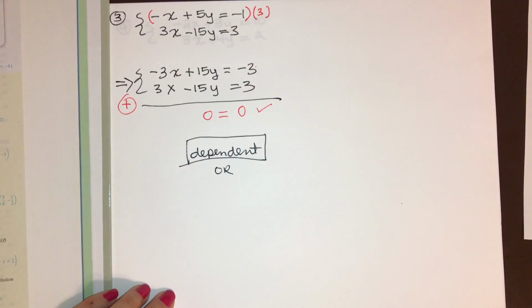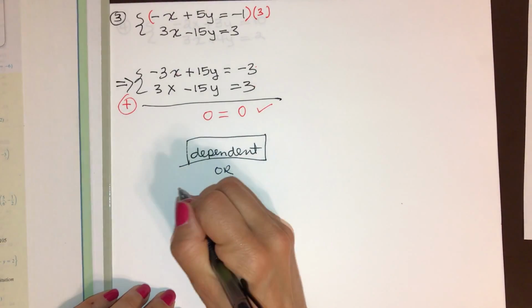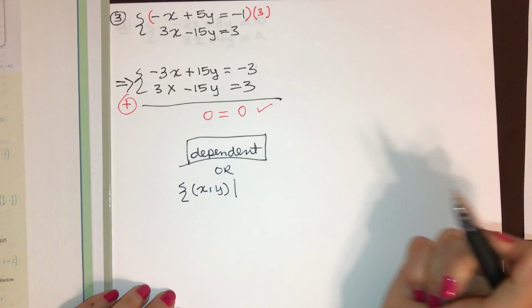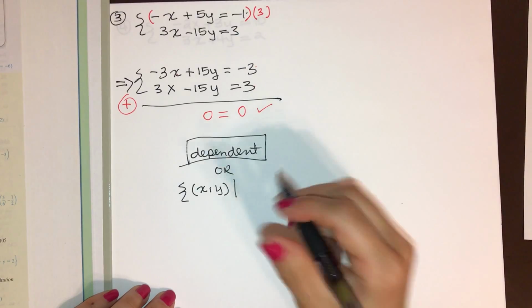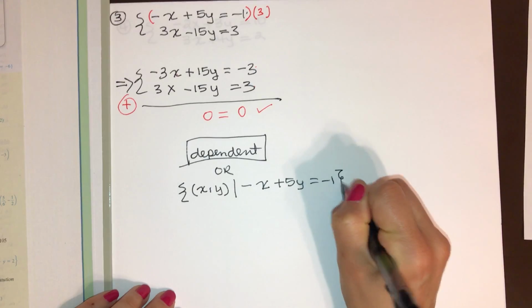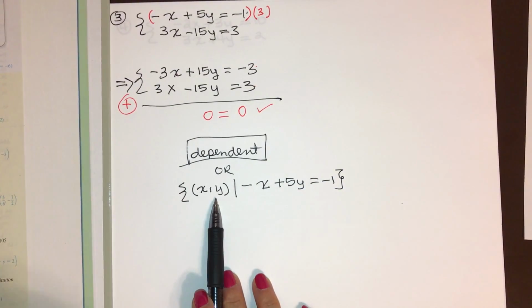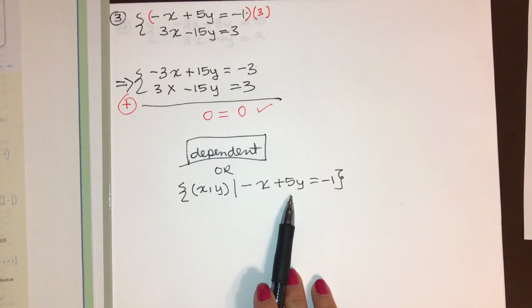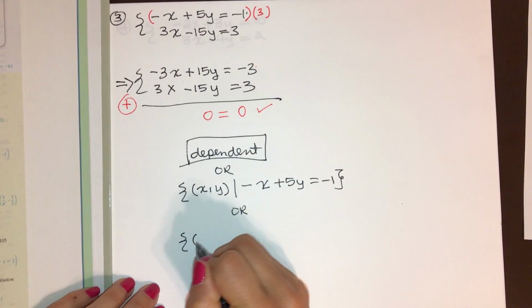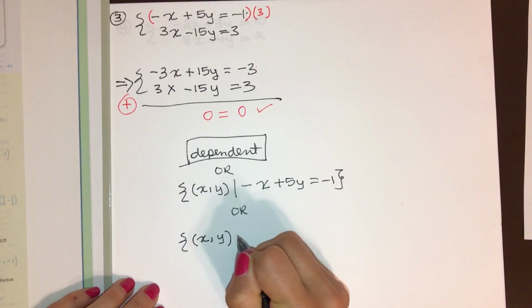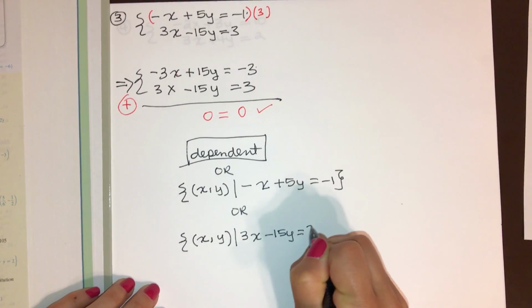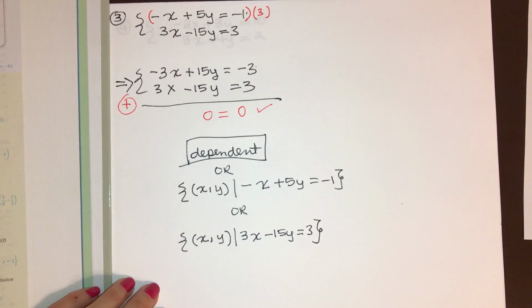Another way you could write your answer is to use set builder notation. And so you write your ordered pair such that, and then we pick one of these equations. And this just means that all ordered pairs can be found by using this equation. You can do the same thing, but you can use the second equation. So all xy ordered pairs such that 3x minus 15y is equal to 3. So this is also another way to write your answer.